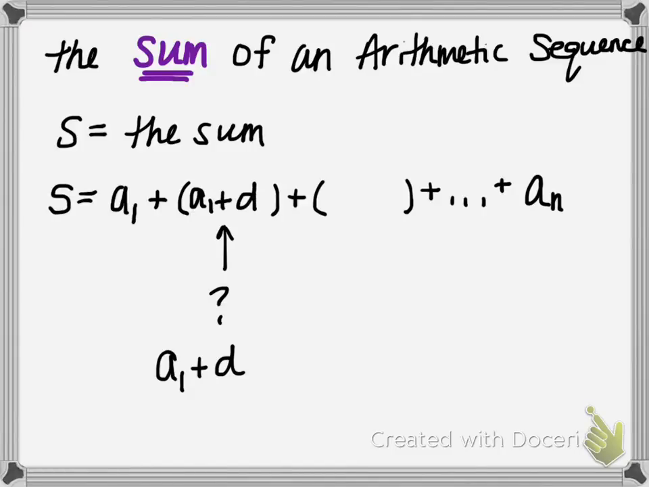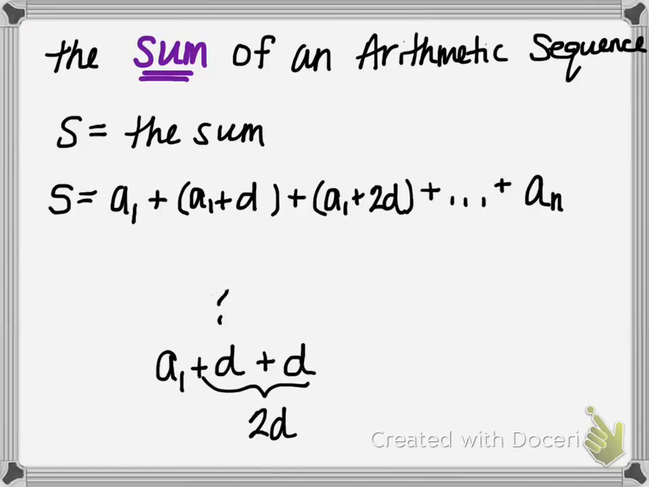Now we need the third term of my sequence. Well, if I continue adding on another common difference, then I have a sub 1 plus d plus d, which is really 2d. So the third term of my sequence is a sub 1 plus 2d. And this would continue on and on until we added all of the terms of the sequence. So this is one way to define S.